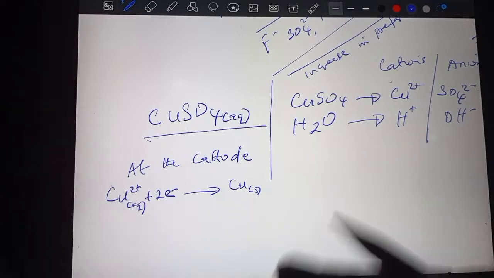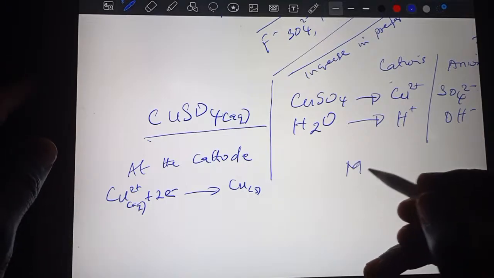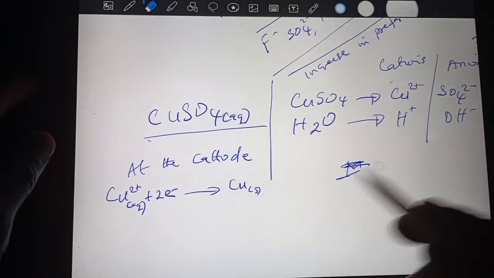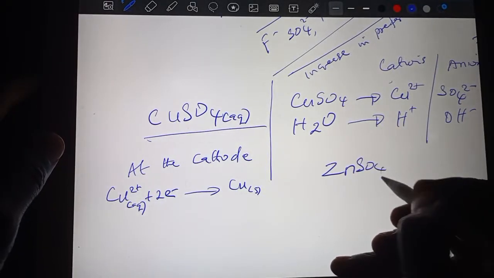Now, let us change the scenario. Let's assume we are now electrolyzing magnesium or zinc sulfate. Let's use a common compound. During the electrolysis of zinc tetraoxosulfate 6 aqueous.